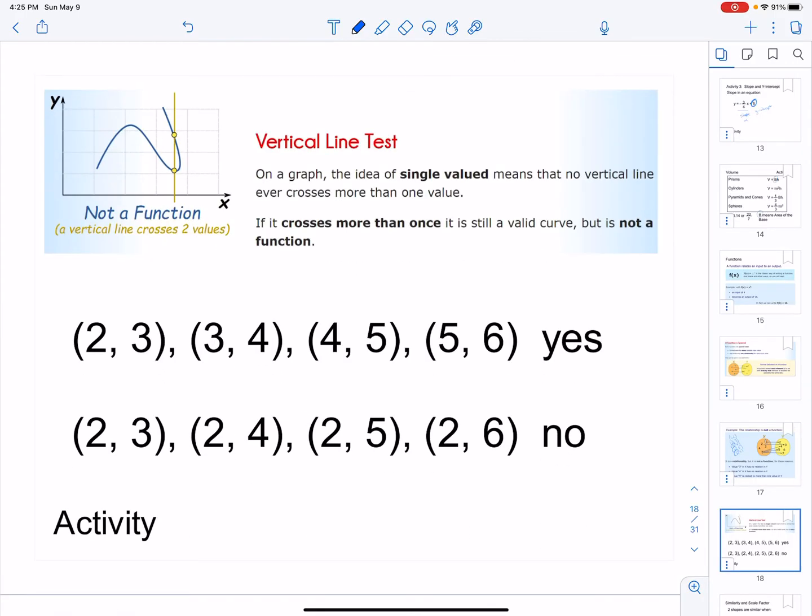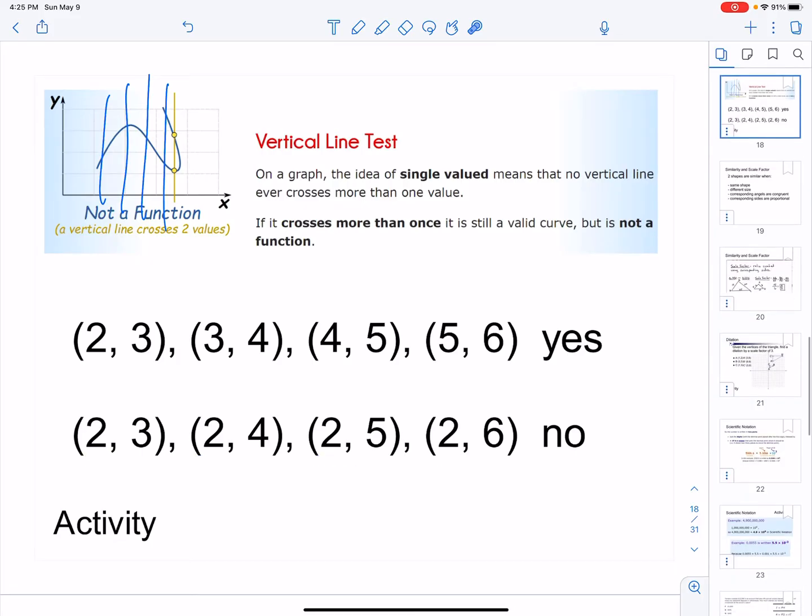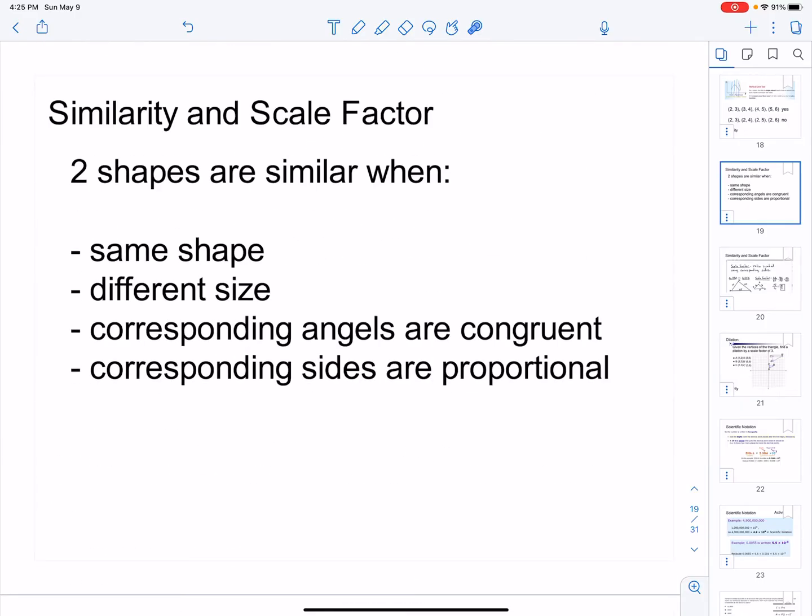We also have to remember that from a graph, how do we determine a function? With the vertical line test. Anywhere along the graph, if I drop a vertical line, if it hits the graph in more than one place, it's automatically not a function. If I give you ordered pairs, we're looking for the x's. If all the x's are unique and different, then we know it's a function. If any of the x's repeat, we know that it's not a function. Okay, so functions are important to understand.